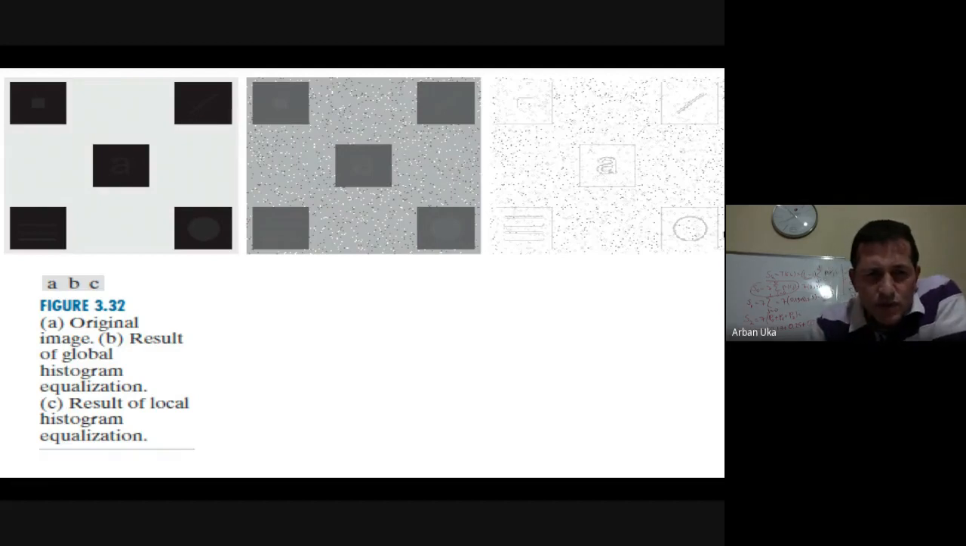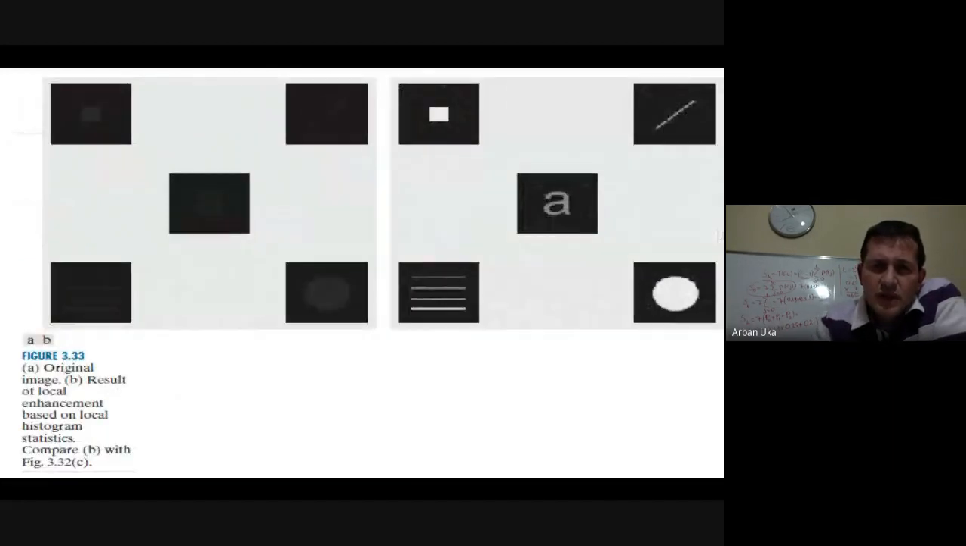So once we use local histogram equalization, we can observe that inside all of these black boxes there are some small features, like we have the letter A, we have a circle, we have also a square, etc.